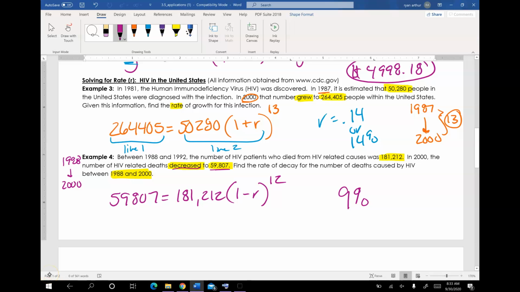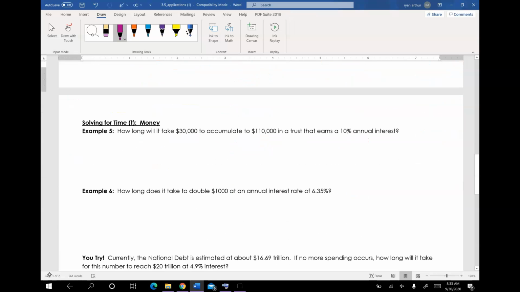All right, so let's move on past rate. So that's solving for your R's. All right, so let's do a couple like this, okay? So it says, how long will it take $30,000 to accumulate to $110,000 in a trust that earns 10% annual interest? All right, when it says annual interest, that's just growth, okay? Now, if it was daily interest or weekly interest, you would have to use your compound interest formula, okay? But you could use your compound interest formula for this if you just want to remember money goes with compound interest and everything else goes with growth and decay. Okay, it'd give you the same thing. Annual will just make your N 1.